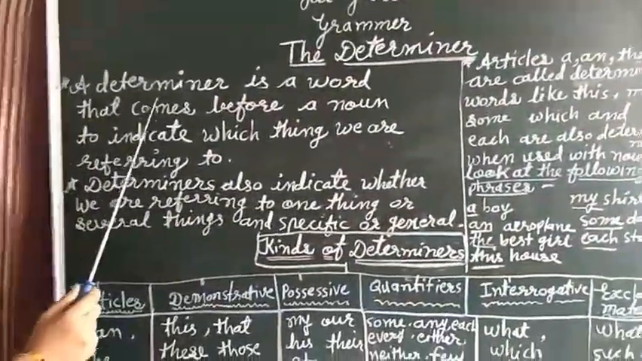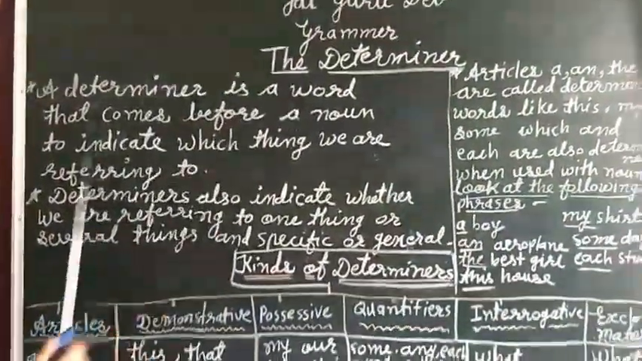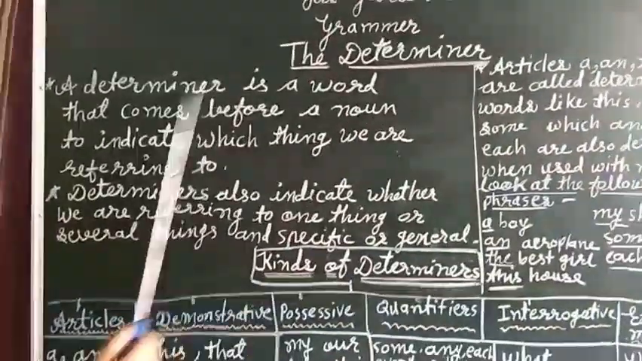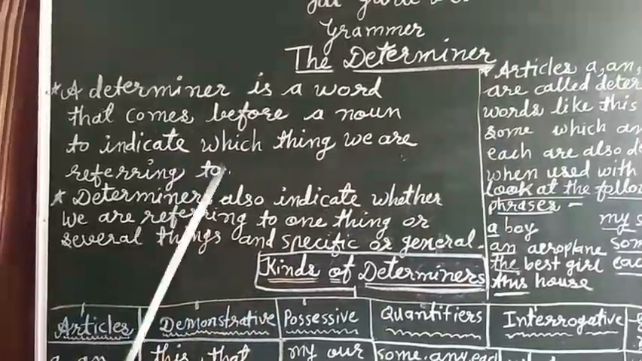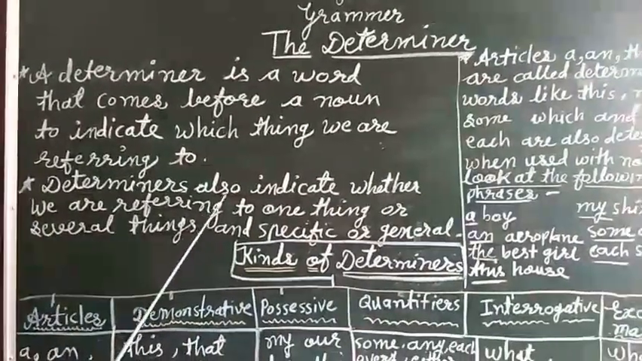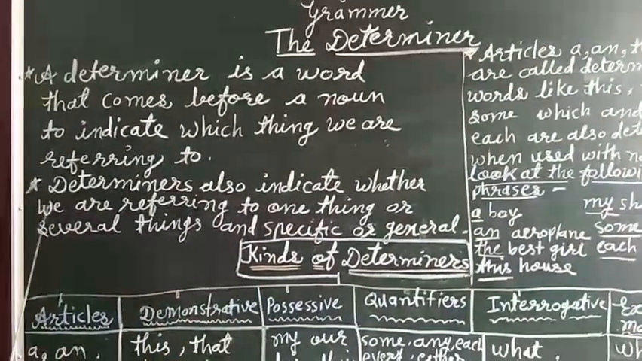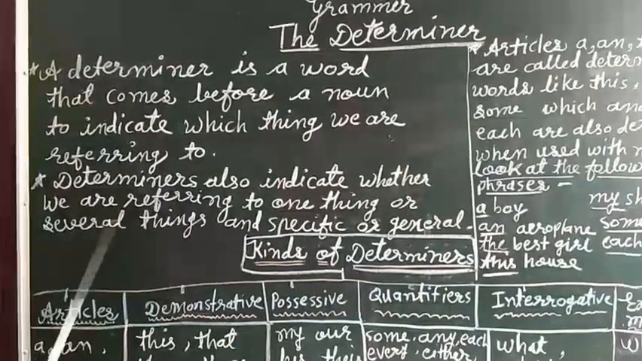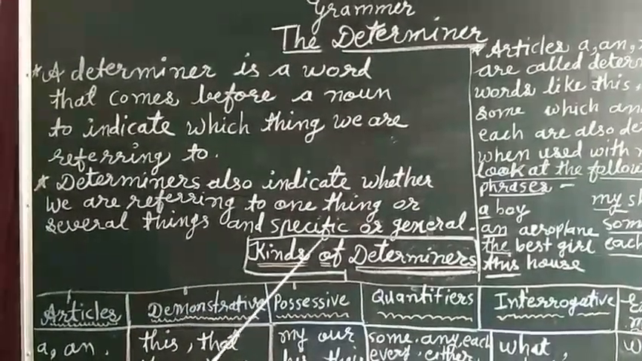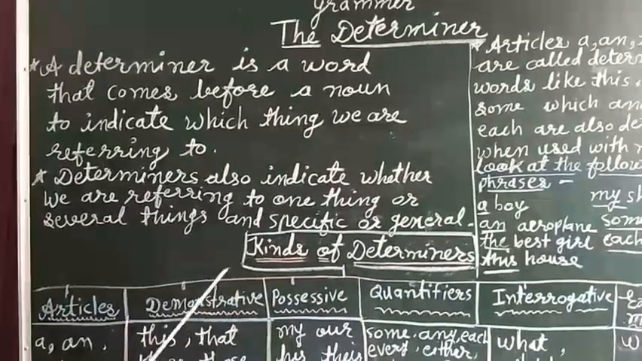We will go to the definition. A determiner is a word that comes before a noun to indicate which thing we are referring to. Determiners also indicate whether we are referring to one thing or several things, and whether specific or general.